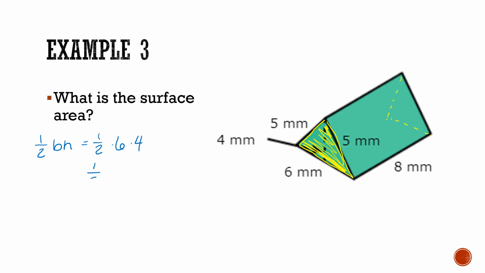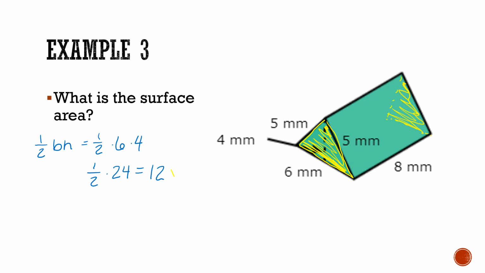So 1/2 times 6 times 4. 6 times 4 is 24. So 1/2 of 24 is 12. But like I said previously, if this triangle is measuring 12 millimeters squared, then also this triangle that's back here on the back side that we really can't see would also be 12. So we're going to multiply that by 2.